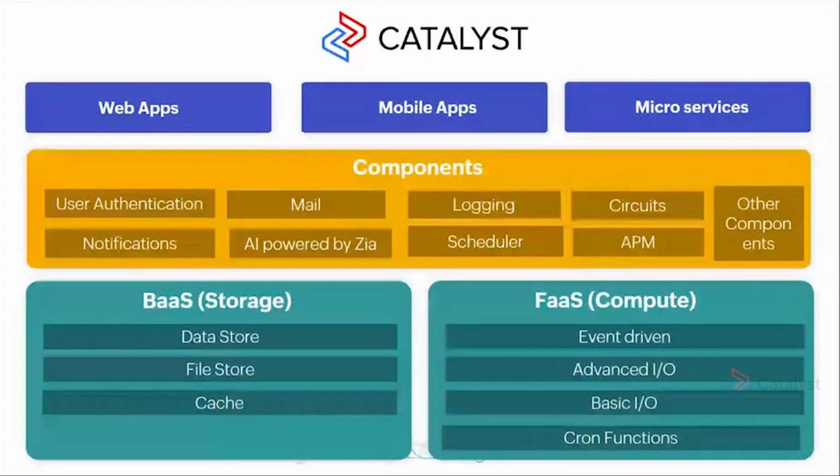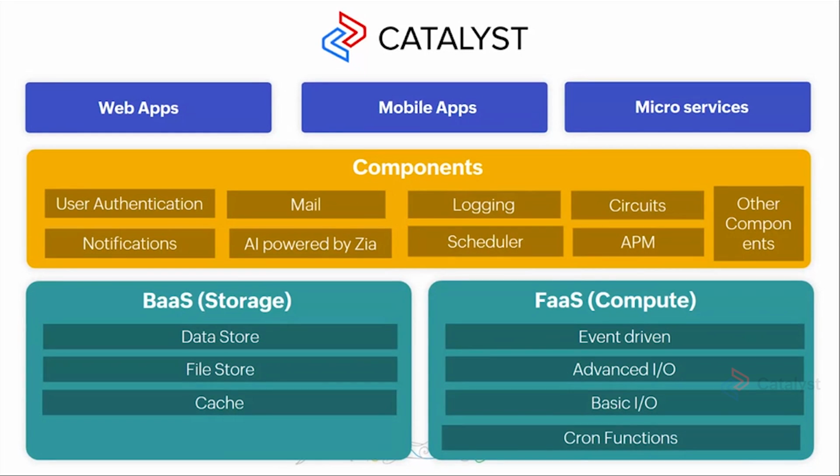A quick overview about Catalyst. This is how the entire Catalyst stack is structured. You have the BAS and the FaaS part, which are the storage and the compute part that sit. On top of it are multiple components, which include features like the orchestration part that we saw within circuits. There is the AI component powered by Zia.